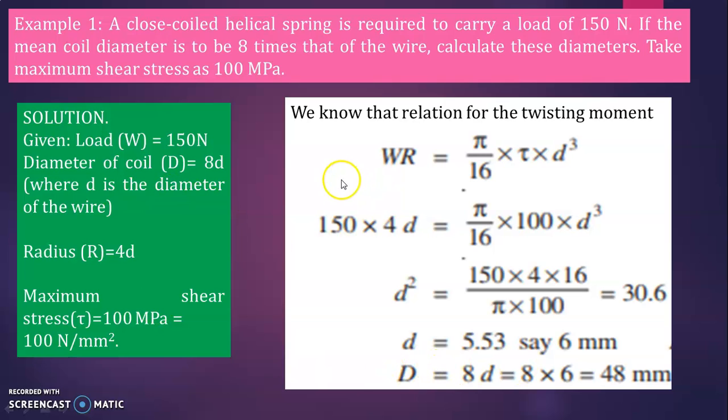We want both the diameters, capital D and small d, because it is asked to calculate these diameters. Capital D is equal to 8 times small d, so 8 into 6 equals 48 mm. So small d is equal to 6 mm and capital D is equal to 48 mm. Like this you can find the diameter using this formula. I hope all of you understood. We'll take some more examples in the next class. Thank you.